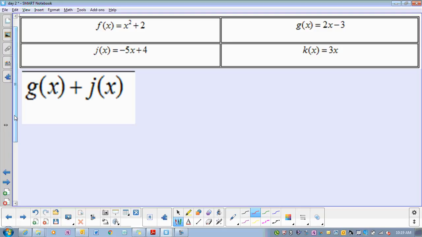We have g of x plus j of x. That means just go get the function. What is your g function? Okay, g of x is 2x minus 3. And that's the whole entire g function, so I'm going to put parentheses around it. Plus, what's my j function?